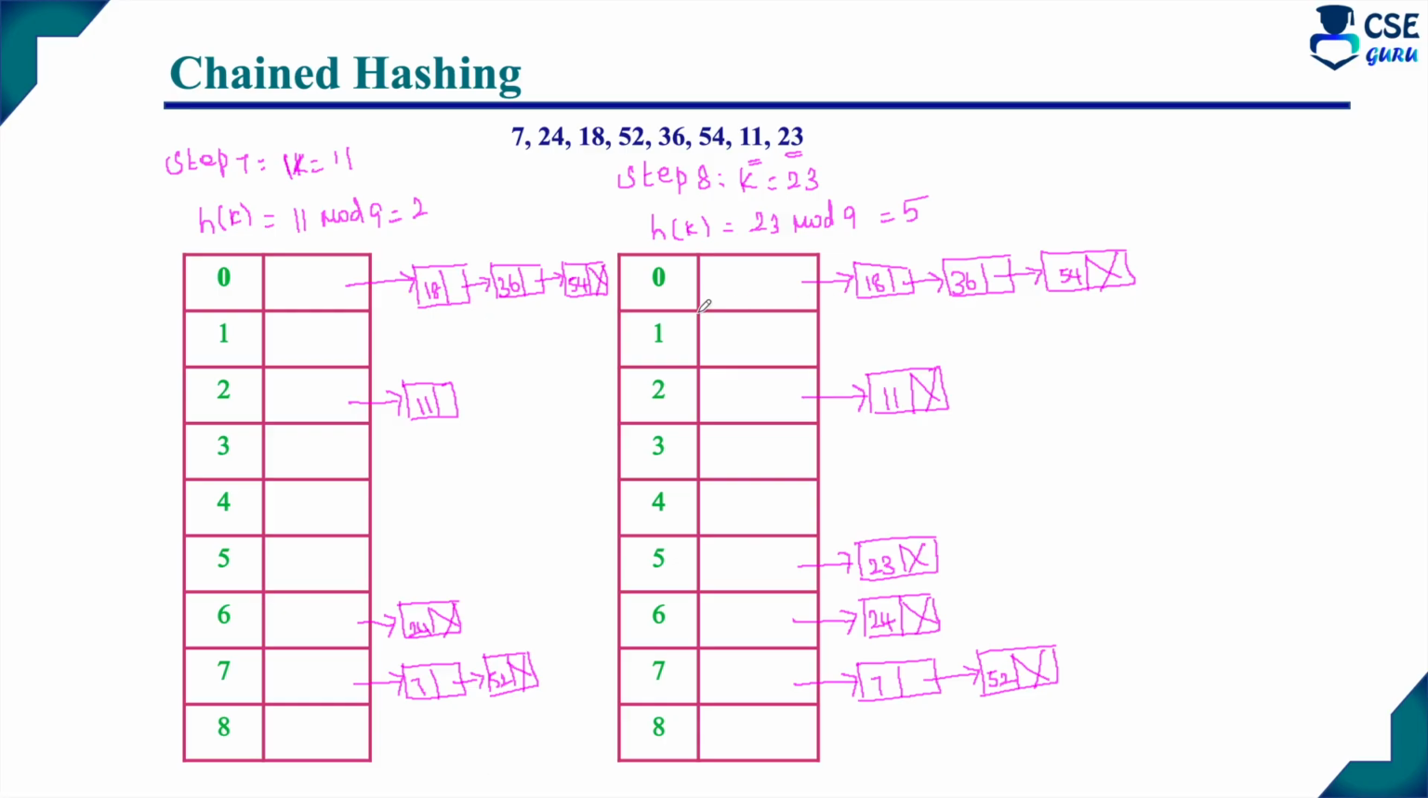That's it. In the 0th memory location, with the same index, you can map 3 elements. That is possible with chained hashing. In the 7th memory location, 2 elements. Likewise, any number of elements in the same index, we can map by creating a linked list. That is the main advantage in chained hashing.